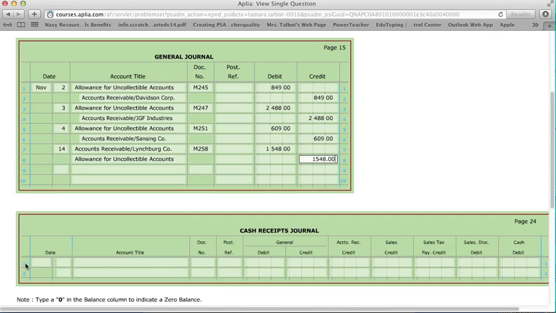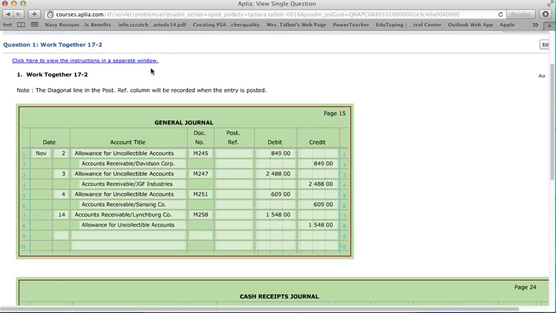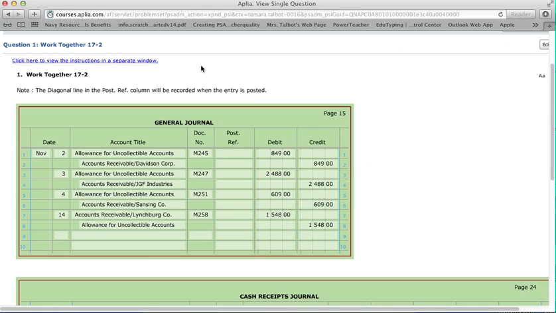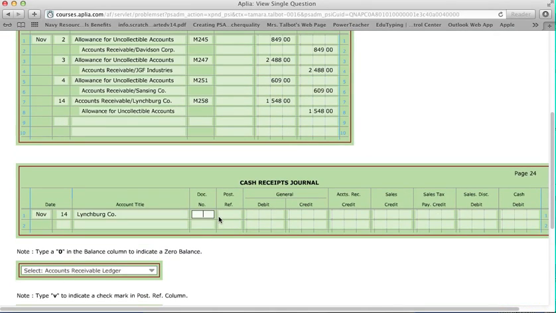And then we will come down here, and on the 14th, November, we will put in the company name. The document number will be the receipt number, receipt 415. It will go on accounts receivable credit and cash debit.